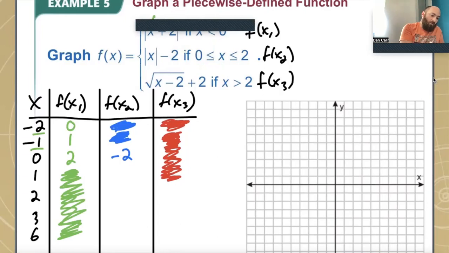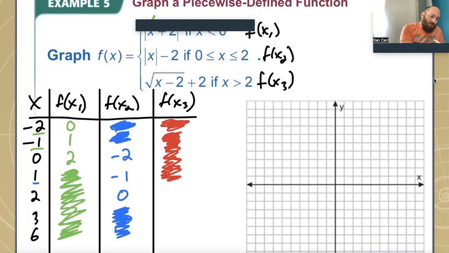So now let's look at blue. 1 is right in the middle of 0 and 2. So the absolute value of 1 is 1, minus 2 is -1. 2 is still a part of this one. So the absolute value of 2 is 2. 2 minus 2 is 0. So I have that point. When I look at 3, 3 is not part of this at all, and it's not one of my critical values. So I'm just going to scratch this off. This is done too.